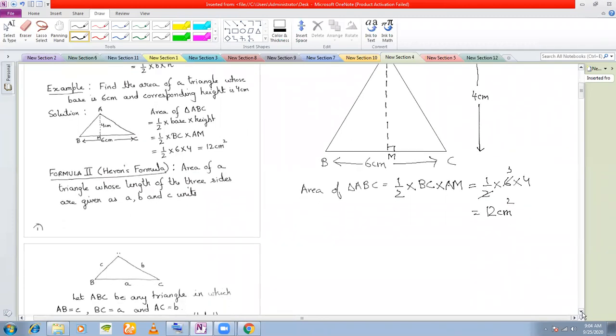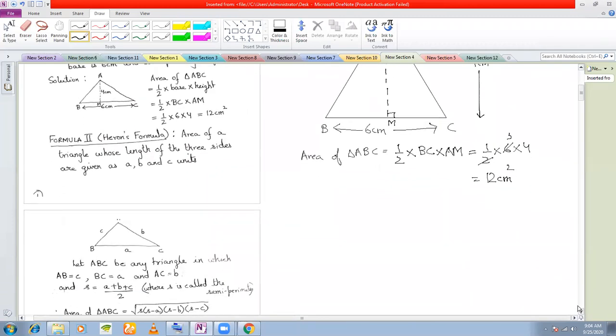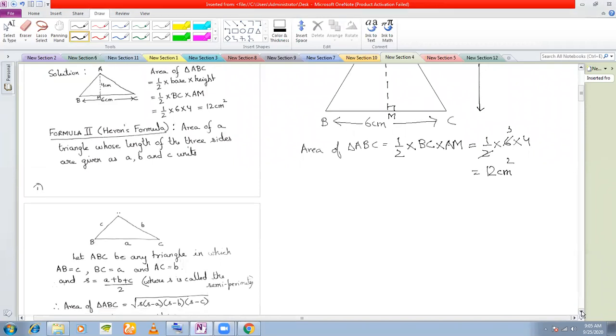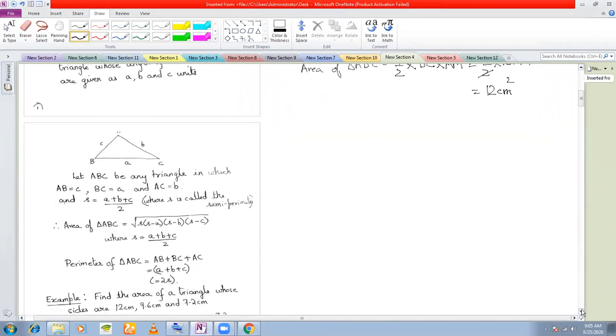The next formula is again especially useful for scalene triangles. This formula is called Heron's formula. It is especially very useful for scalene triangles where all sides are of different lengths. You can use this for isosceles also, no problem. You can use this for equilateral also, no problem. However, Heron's formula is normally used for scalene triangles.